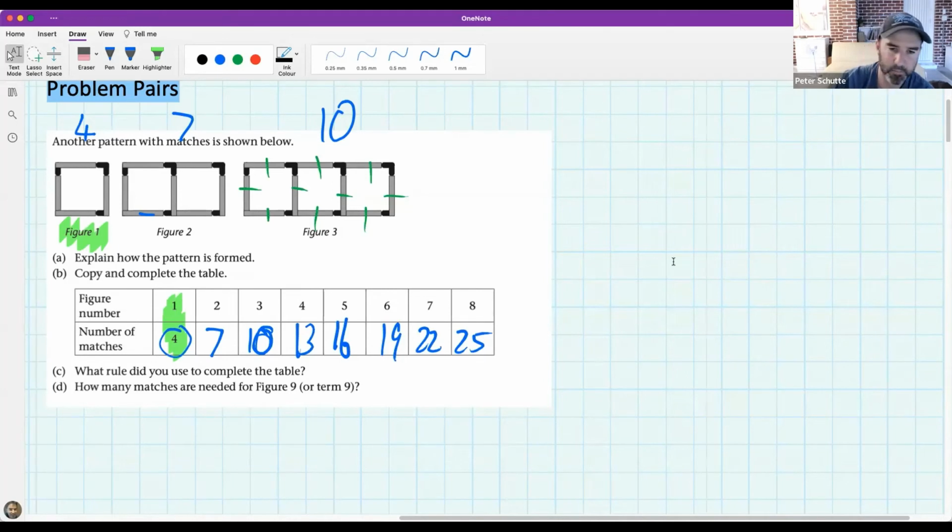So go ahead, Tatenda. What do you think term or figure 9 is going to be? How many matches do I need for figure 9? Sir, 13. Not quite 30, I don't think. Who have I unmuted? 13 for figure 9.